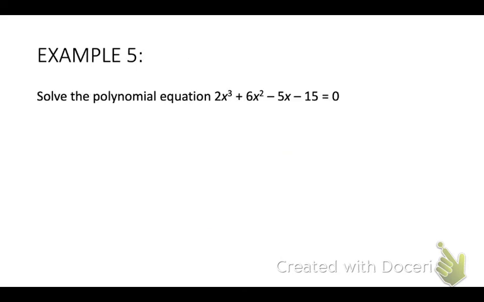Alrighty. Here we have 4 terms, so probably can't factor our normal way with the trinomial. So here we have 2x to the 3rd plus 6x squared minus 5x minus 15 is equal to 0. Do I have a GCF that I can factor out of all those? I do not. So I can't factor out a GCF. I can't factor a trinomial.